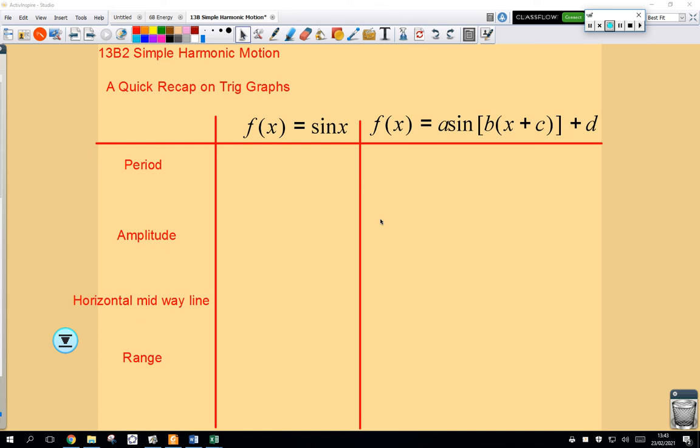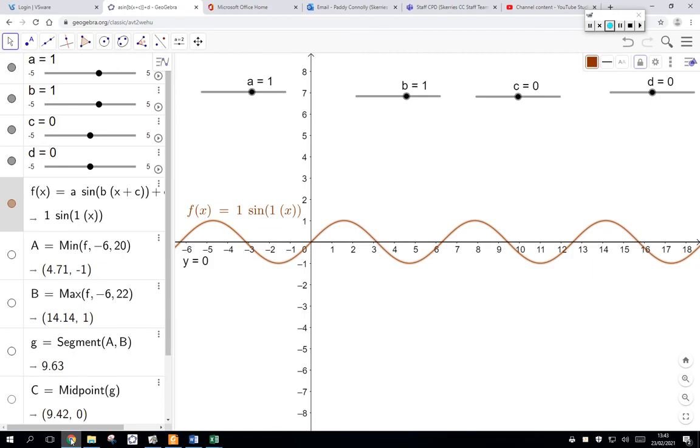So if I just throw up a trig graph here, this is the function sine of x. The parent function for all sine graphs looks like this. Couple of things to note. Notice where its horizontal midway line is. Halfway up there's a horizontal line. In this case it's the x-axis.